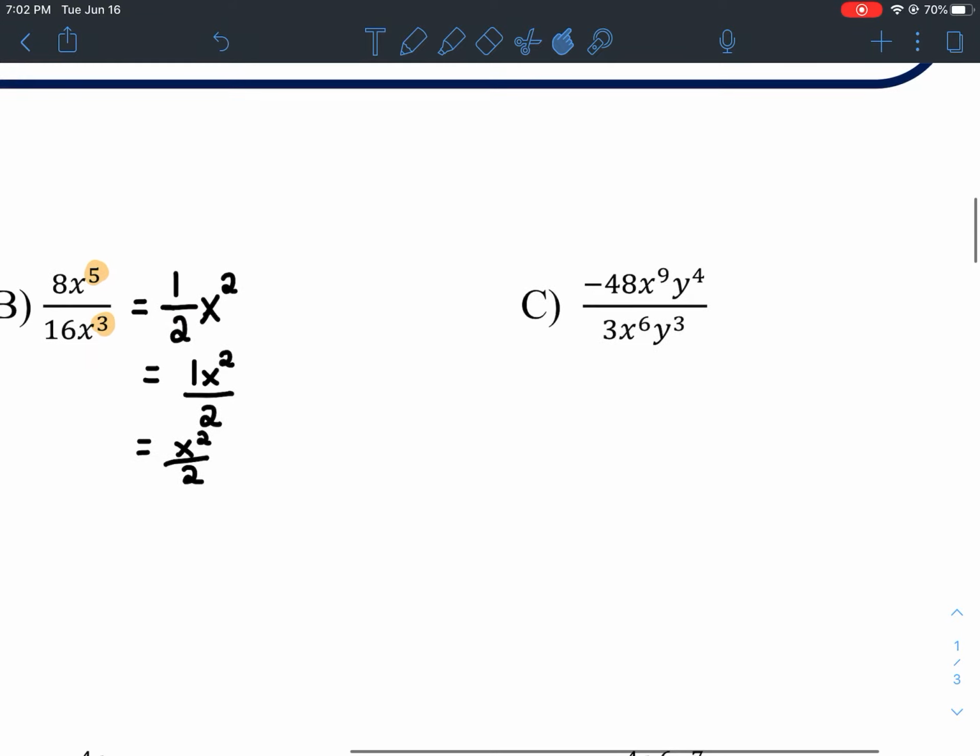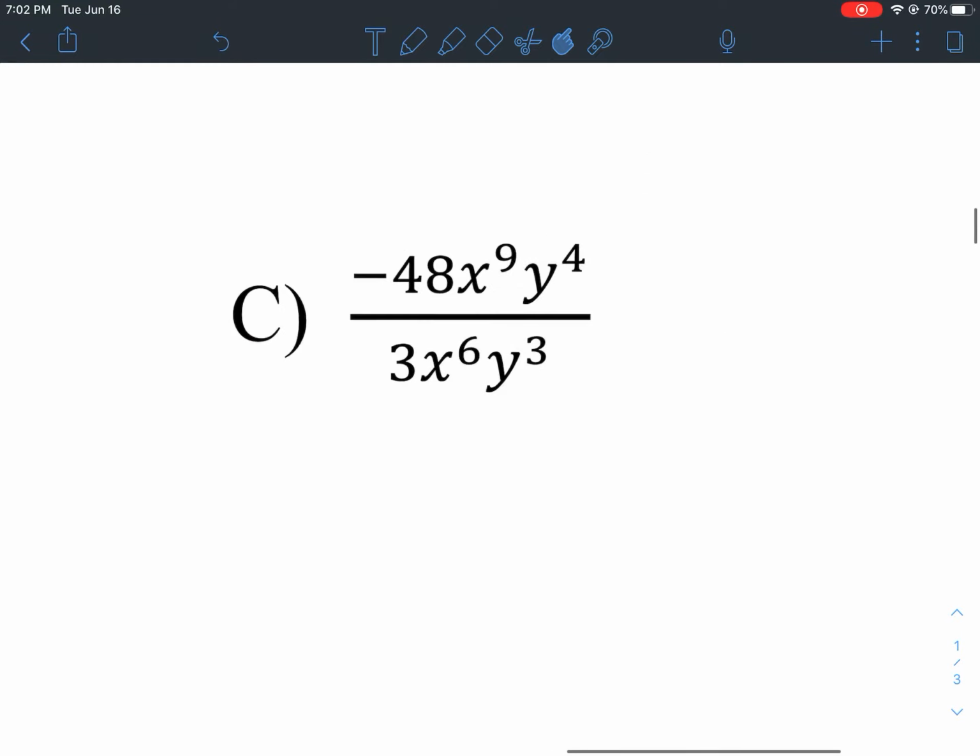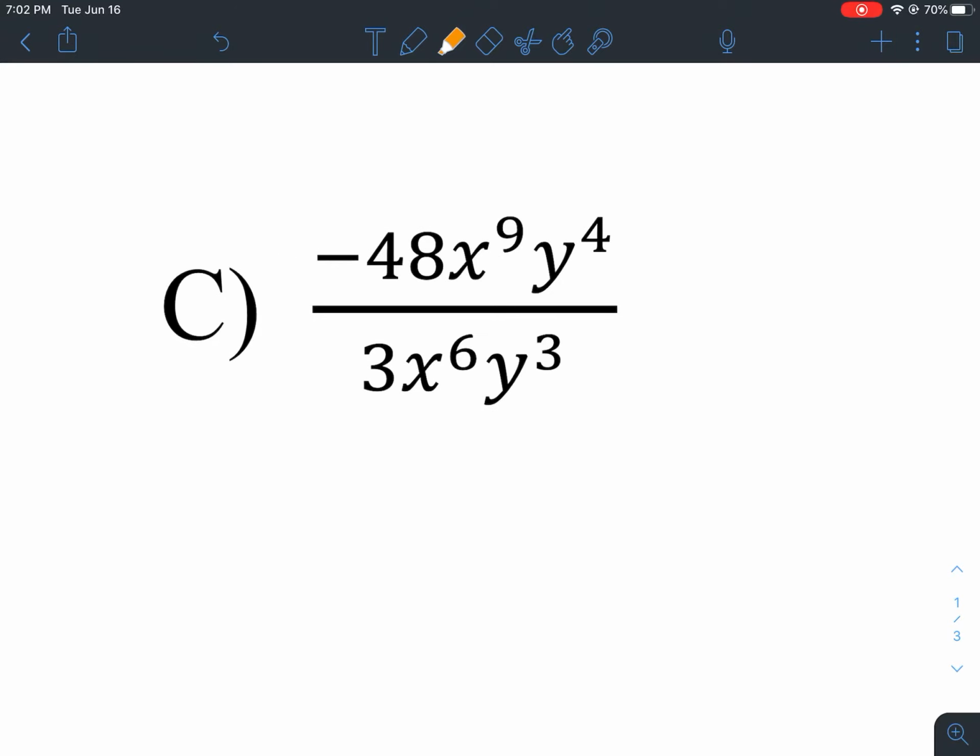So now taking a look at C, we again have coefficients. So what we're going to do is we're going to divide those first. Negative 48 divided by 3 would be negative 16.